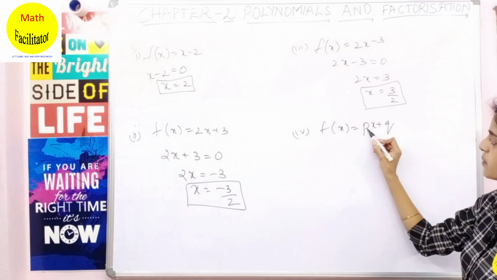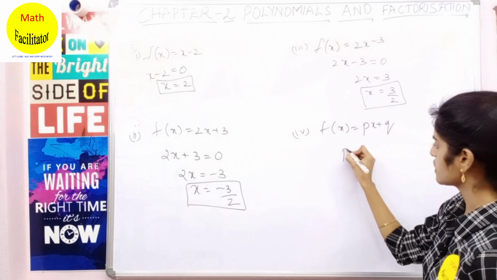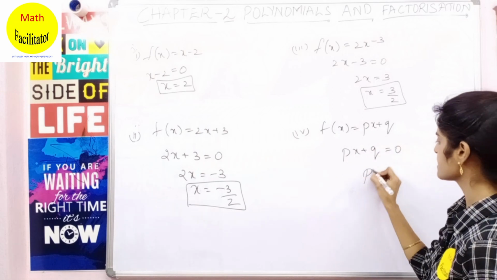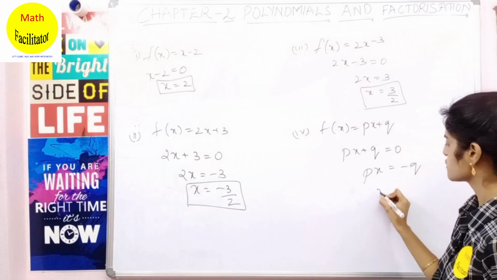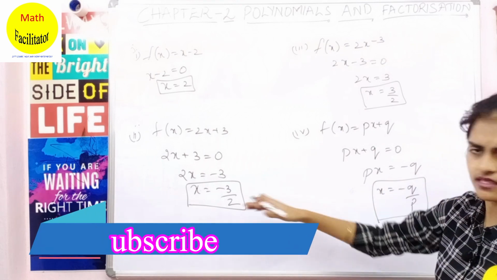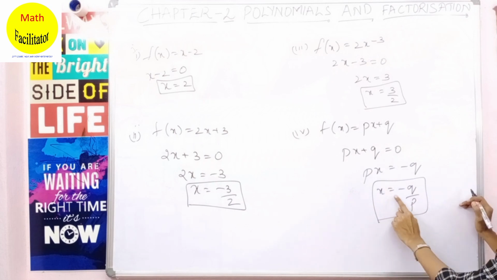Clear? So now px plus q. Here also it is a linear polynomial. So px plus q is 0. So px is minus q. So x is minus q by p. Very similar to these polynomials. So the value of x is minus q by p.